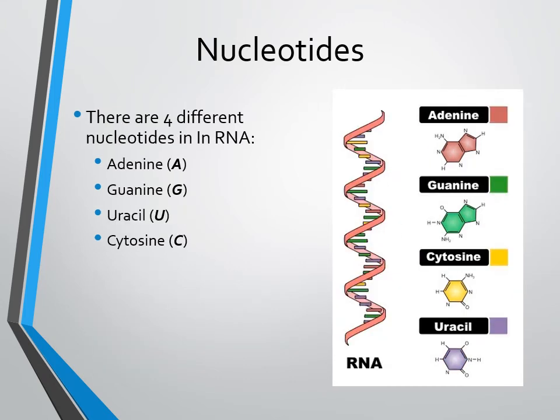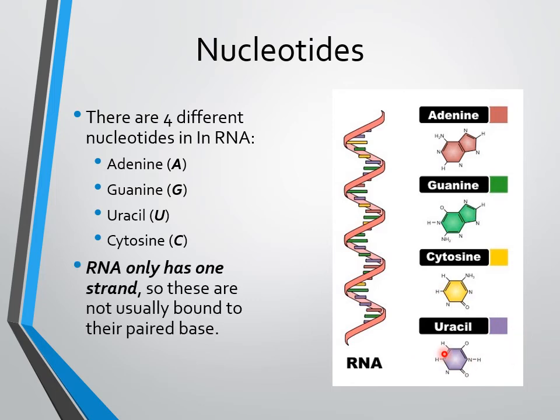There's 4 different nucleotides in RNA. Like I said earlier, they're adenine, guanine, cytosine, and uracil. RNA only has 1 strand, so there aren't any other bases. With your DNA, you have the double helix or the double strands. RNA only has 1 strand, so there's no hydrogen bonding between the base pairs.